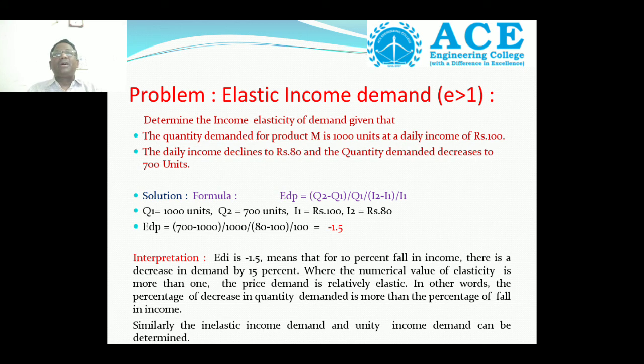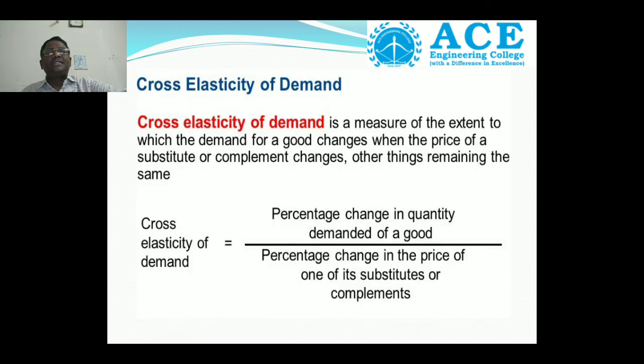Then the third one is cross elasticity of demand. First we discussed price elasticity and income elasticity. Now we are discussing cross elasticity of demand. It is a measure of the extent to which the demand for a good changes when the price of a substitute or complement changes, other things remaining the same.